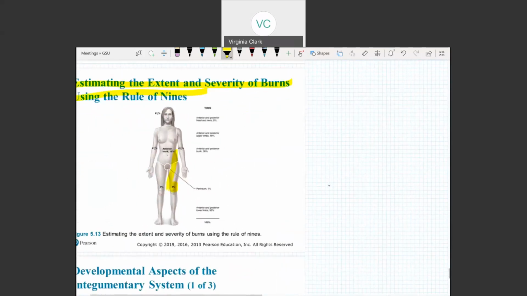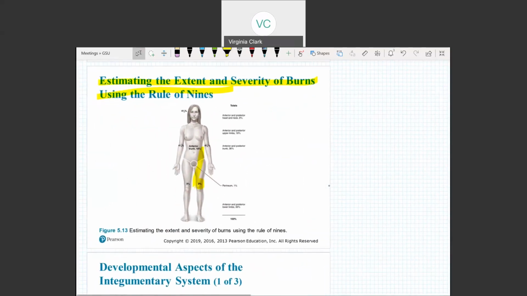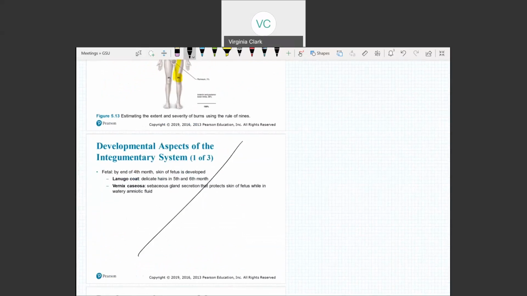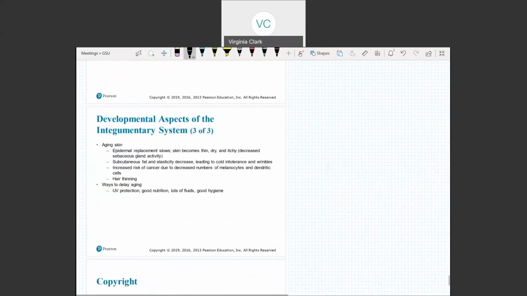So this is where you can see the rule of nines and the percentage really comes into play. So when you're looking at this, you can see that each arm is 4.5, so the arms together are 9%, whereas each leg is considered 9%. The face is 4.5, and you can see the anterior trunk is 18, and the posterior trunk is 18, so together they are 36. So you can see how this whole thing will come together. And we are not going to be covering the developmental aspects of this right now either.